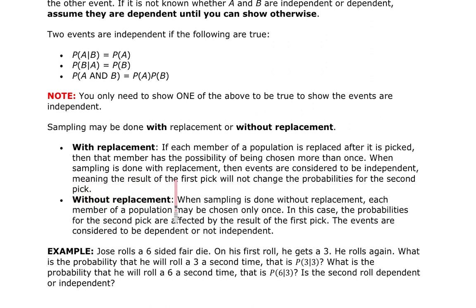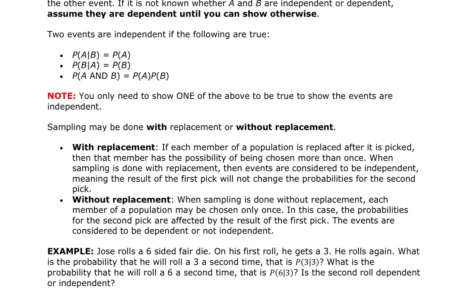When sampling is done with replacement, the events are considered to be independent, meaning that the result of the first pick will not change the probabilities for the second pick. So without having to even prove any of this, if we know it's with replacement, so we pull the card out, look at it, put it back, then it is going to be independent. Without replacement means I look at the deck of cards, I pull a card, and I keep the card. These events are considered to be dependent, or not independent.